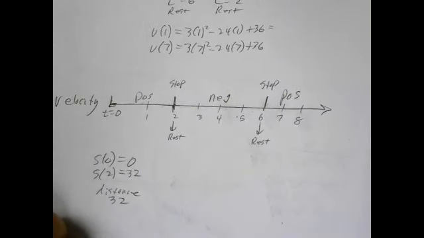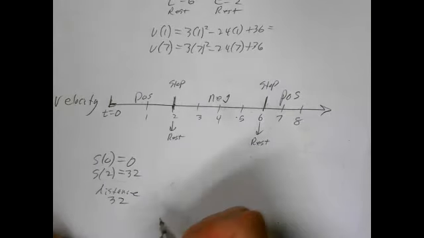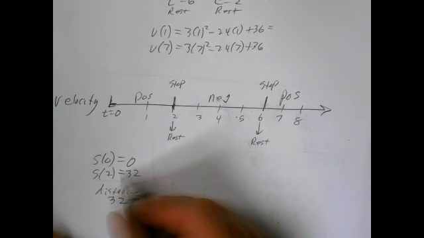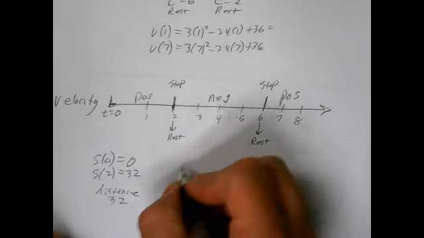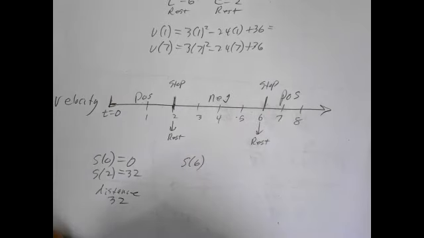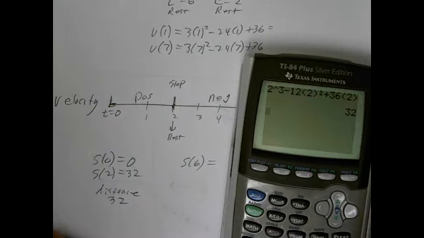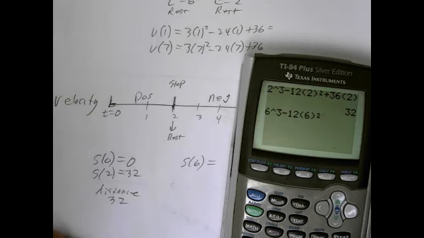And then what did it do? Well, next we need to look at this 6 second time block. Where was it at time 6? Well, at time 6, it's going to be 6 to the 3rd power minus 12 times 6 squared plus 36 times 6.